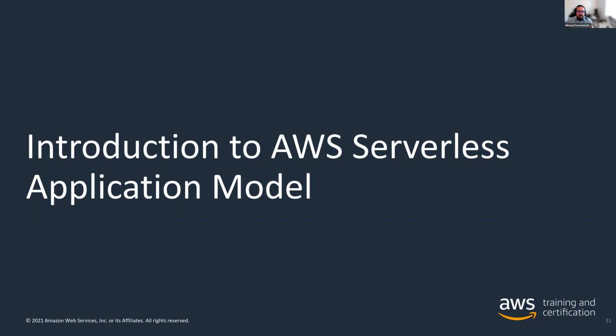It is worth just mentioning briefly about SAM. But before we do that, before we talk about the fuzzy squirrel, does anyone have any questions about any of that stuff around API Gateway? All right.